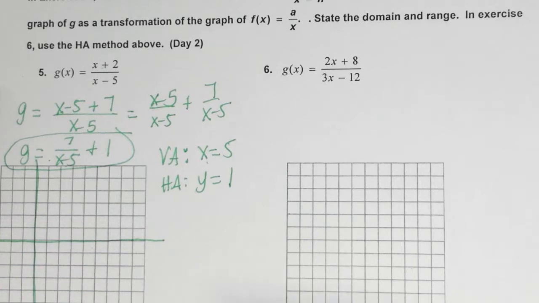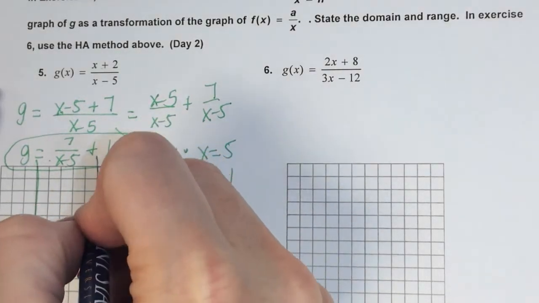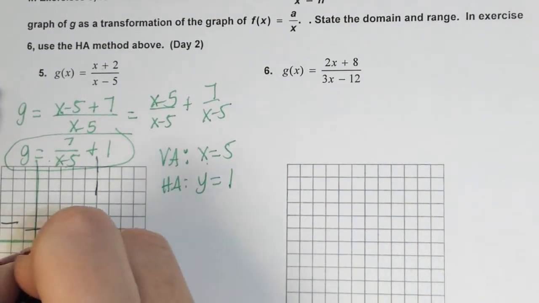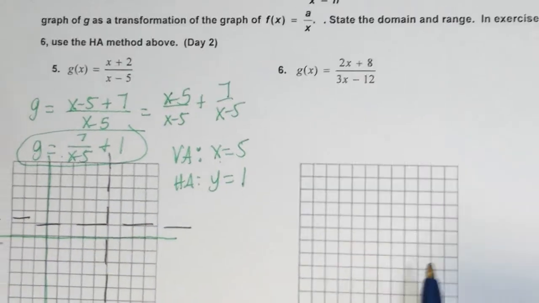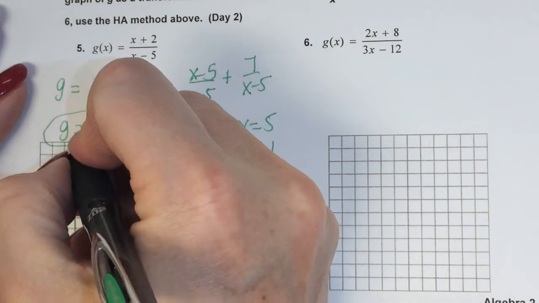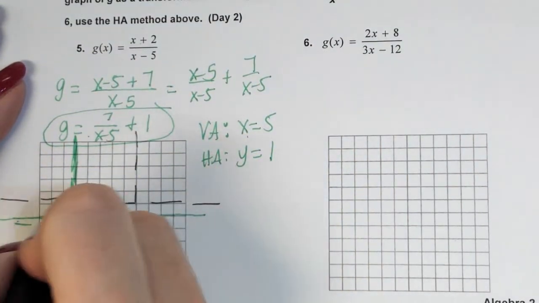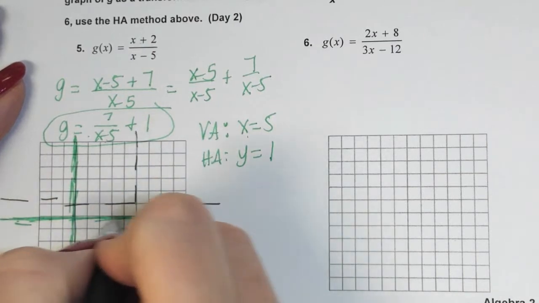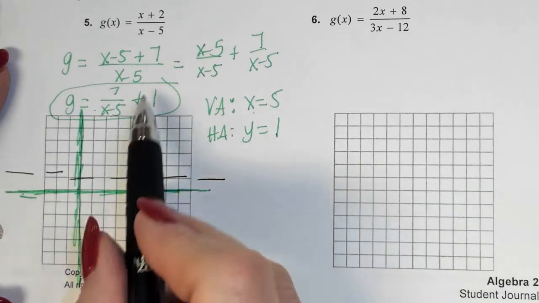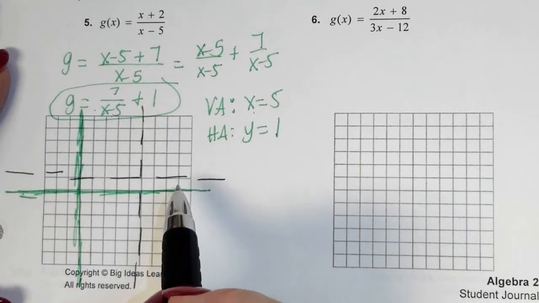All right, so x equals 5 is right there. Y equals 1 is right there. So we can see those axes better. All right, so now we're trying to graph. So this was our shift right here. So now we're kind of looking at this as almost being our new axis.